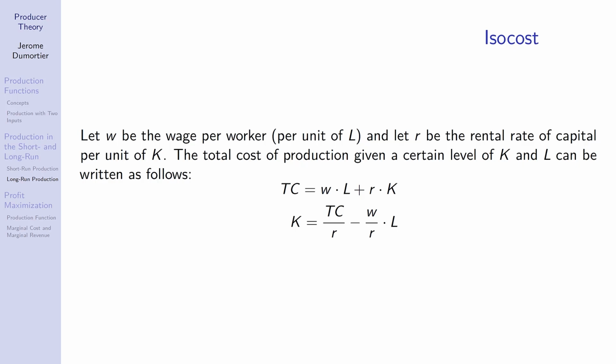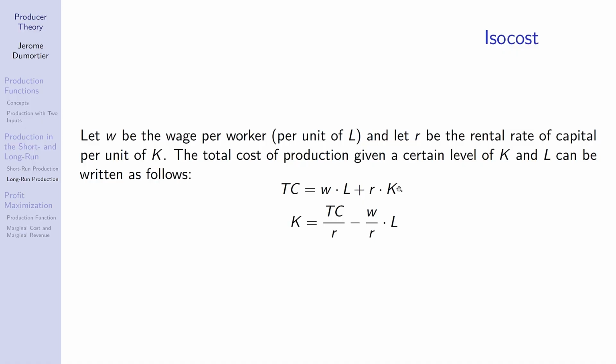I have mentioned before that there is an analogy between the budget constraint and the isocost lines of the producer. So let us consider the isocost lines next. So let W be the wage per worker or per unit of L, and let R be the rental rate of capital per unit of K. Then the total cost of production given a K and L can be written as the total cost equaling the wage rate times the number of workers plus the rental rate of capital times the units of capital.